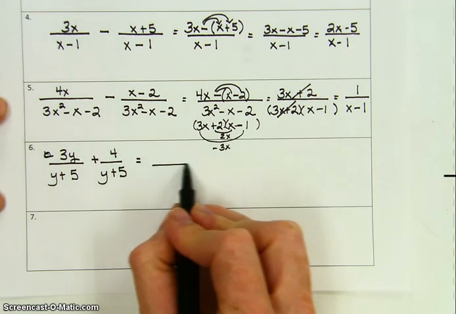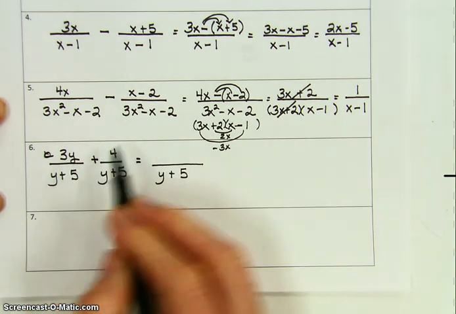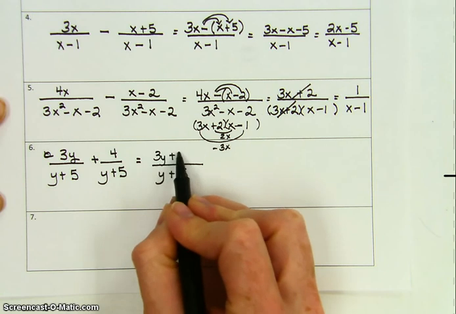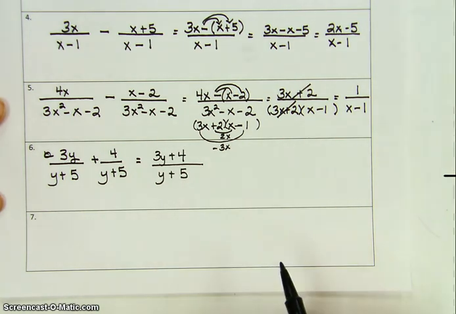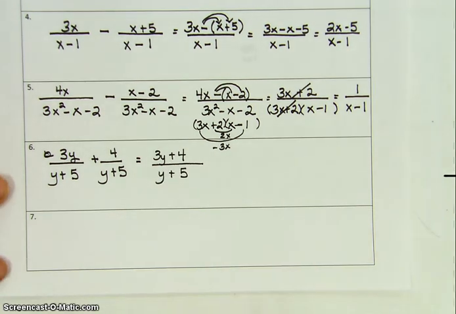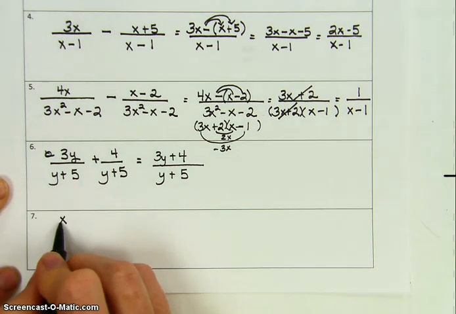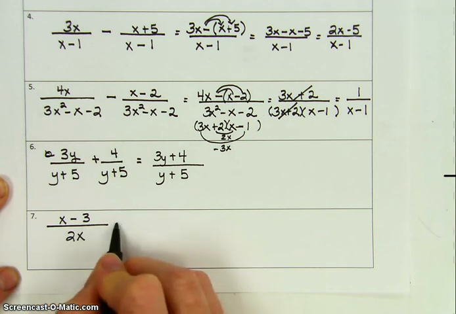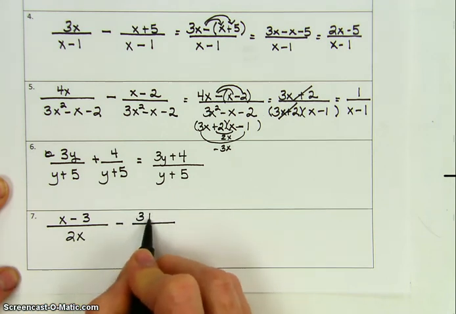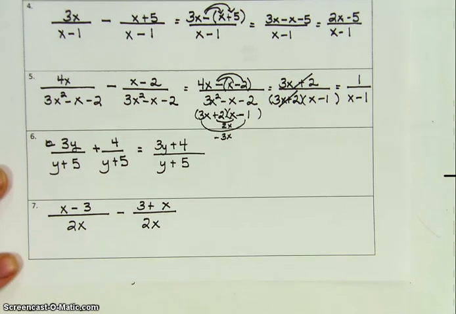Okay. Hopefully you kept y plus 5 as your denominator and you added 3y plus 4 on top. Ask yourself, did anything simplify? No, because we have terms, not factors. Okay, let's try one more. This one is going to be x minus 3 divided by 2x, subtract 3 plus x over 2x. Go ahead and try that one.